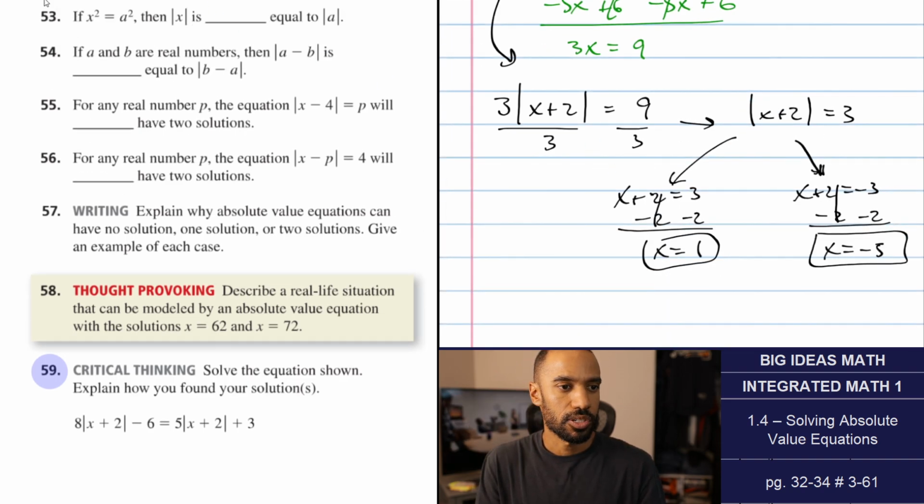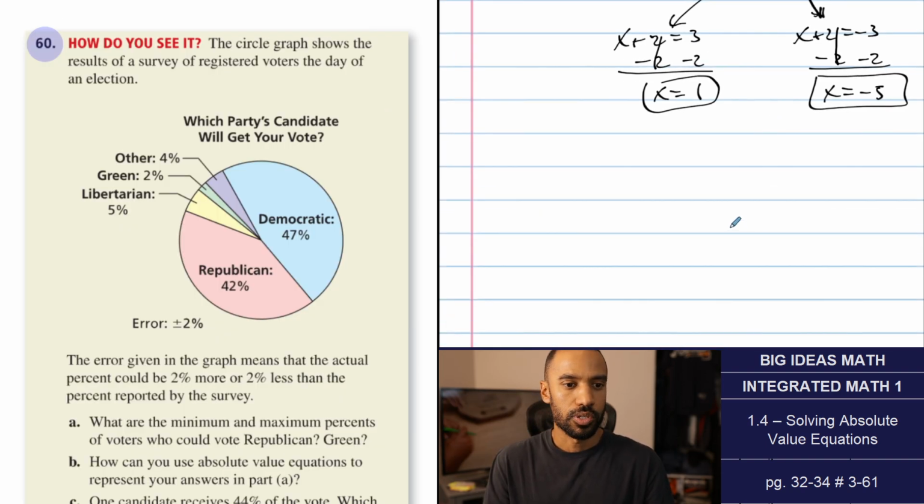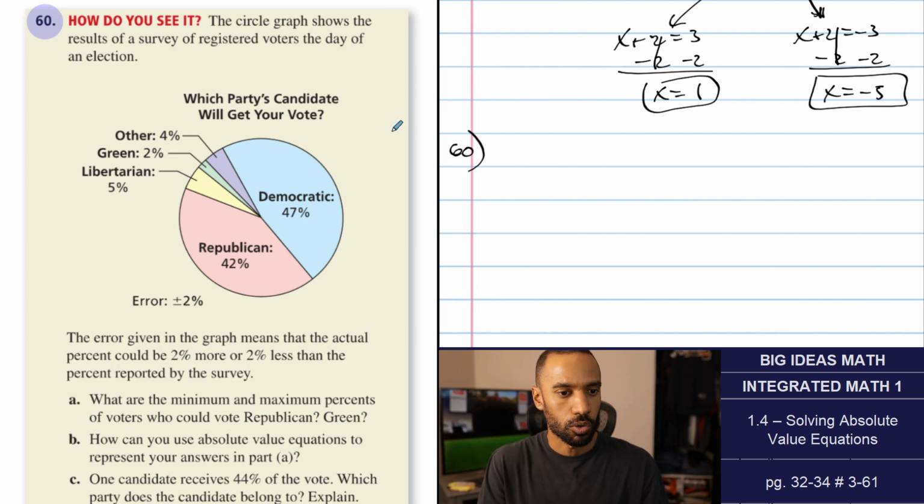Okay, number 60. How do you see it? The circle graph shows the results of a survey of registered voters the day of an election. Democrat, Republican, Libertarian, Green, and other. Which party's candidate will get your vote? Error is plus or minus 2%. The error in the graph means the actual percent could be 2% more or 2% less than the percent reported by the survey. What are the minimum and maximum percentages of voters who could vote Republican and Green?